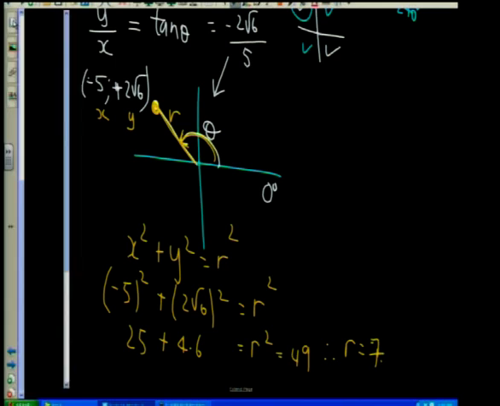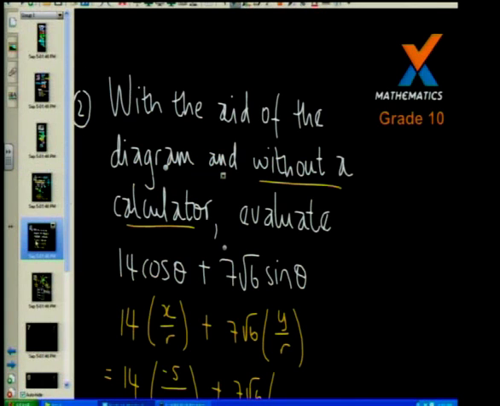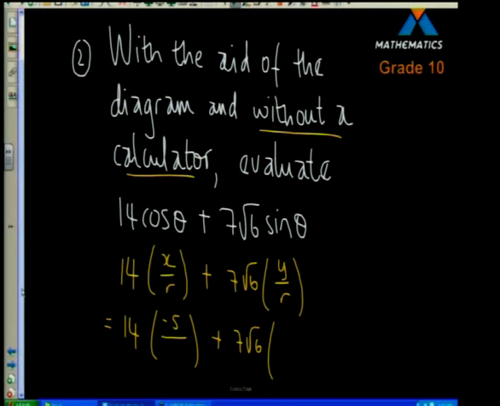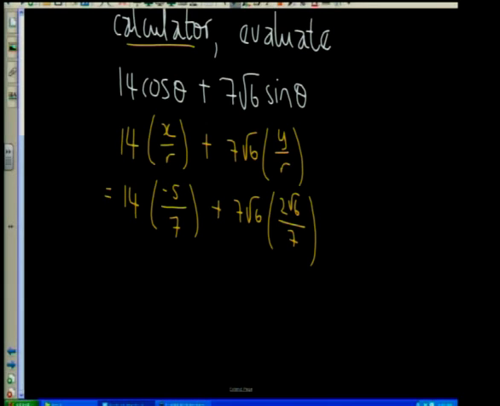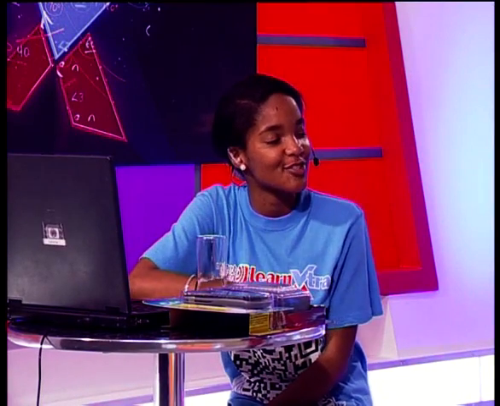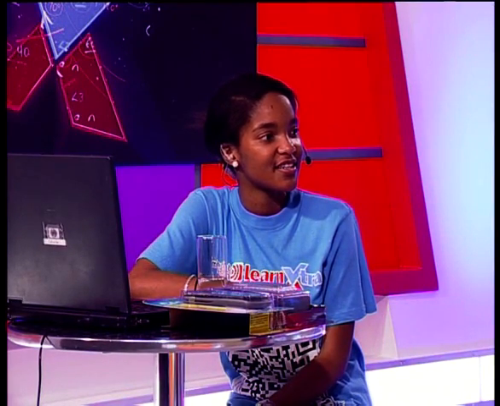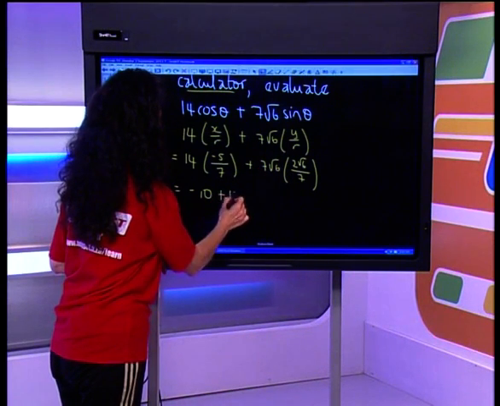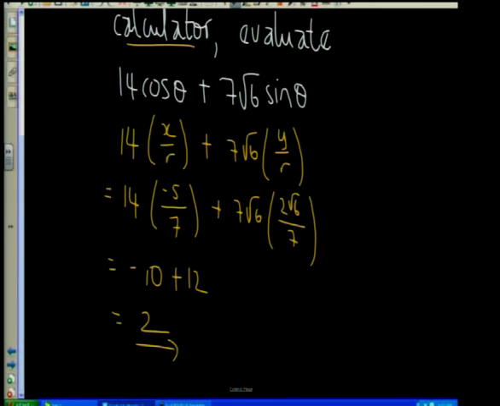So let's go on to our next page. This r is 7. We've worked it out now. And this y was 2 root 6 over 7. Okay, our time is running out, but you can carry on and finish it off. So that's negative 10. And that's 7, 7. So that would be 2 times 6 is 12, plus 12. So we get 2. So that's just working with angles that are bigger than 90.